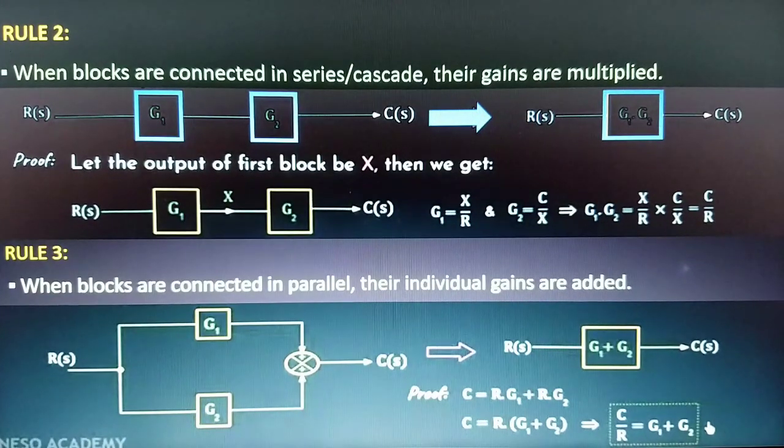We can also prove this rule. Let us assume that the output of the first block will be x. So the output is x and the input is R(s).